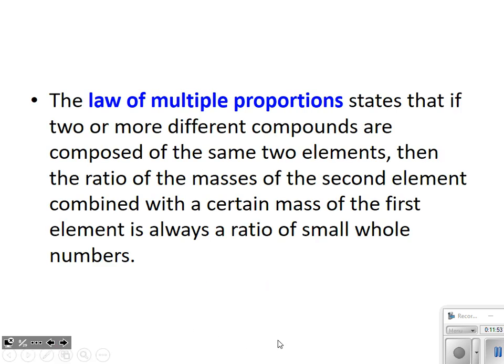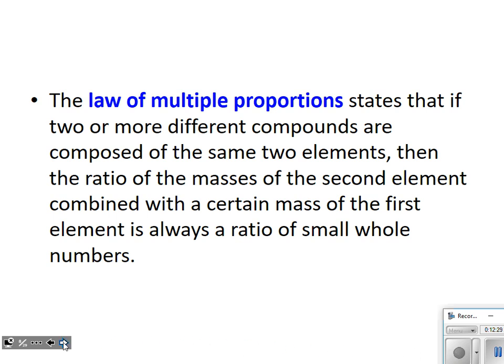The law of multiple proportions. The law of multiple proportions states that if two or more different compounds are composed of the same two elements, then the ratio of the masses of the second element combined with a certain mass of the first element is always a ratio of small whole numbers.